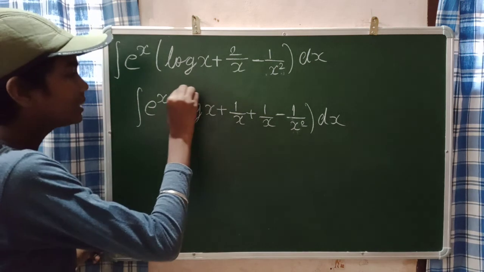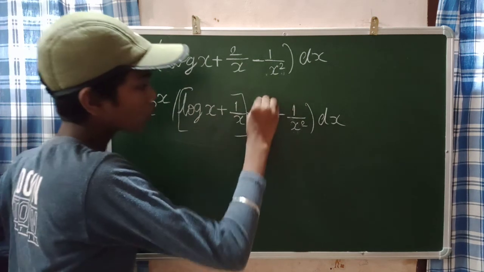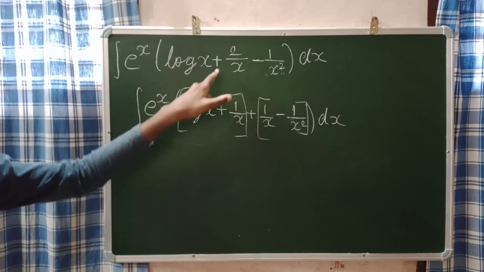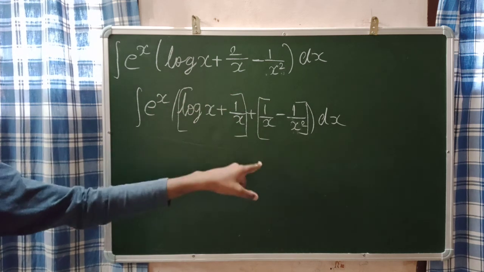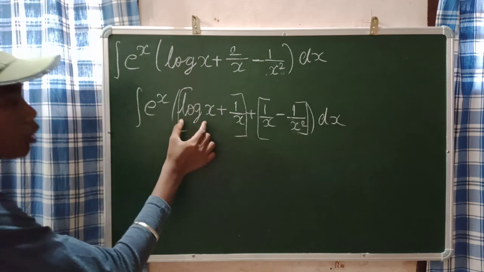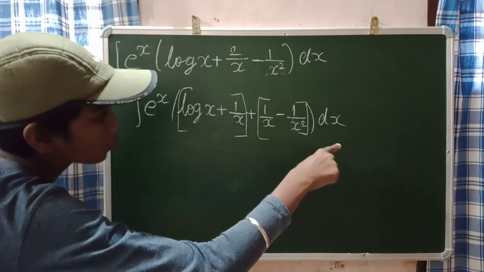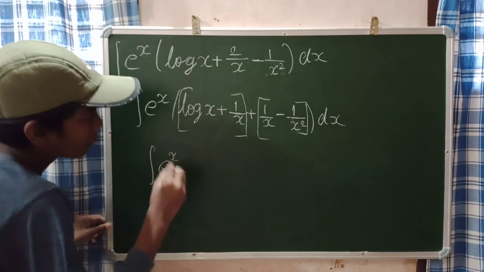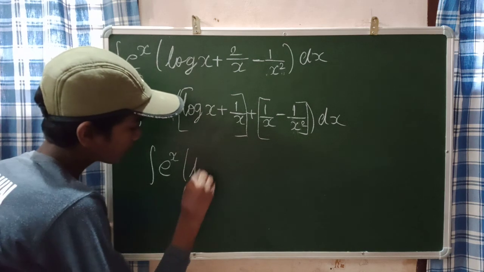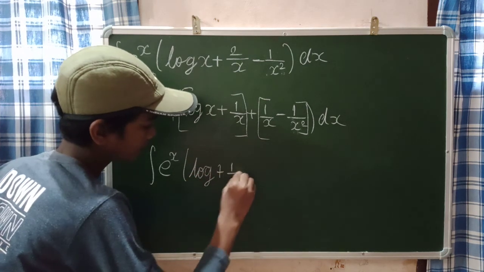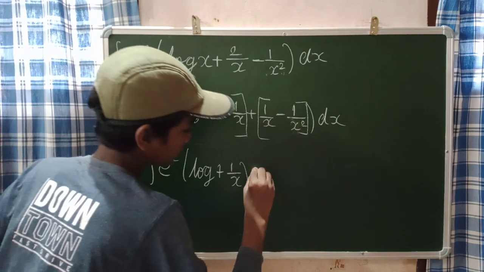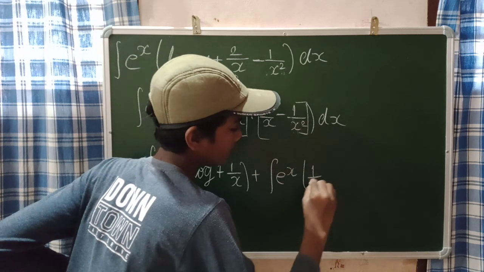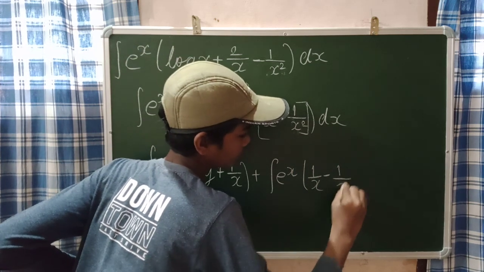Now I'm going to take this log x plus 1 by x as one part and this 1 by x minus 1 by x square as another part. When I take it like that, I can split the integral as integral of e power x of log x plus 1 by x, plus integral of e power x of 1 by x minus 1 by x square.